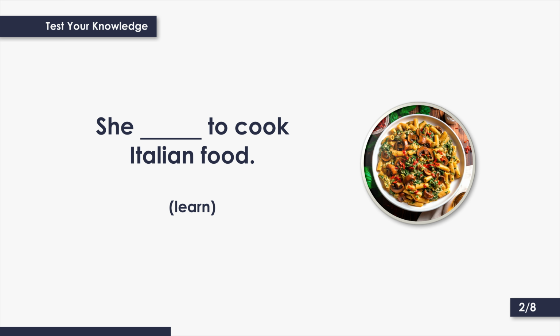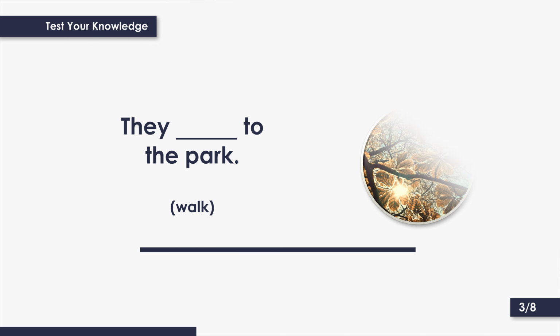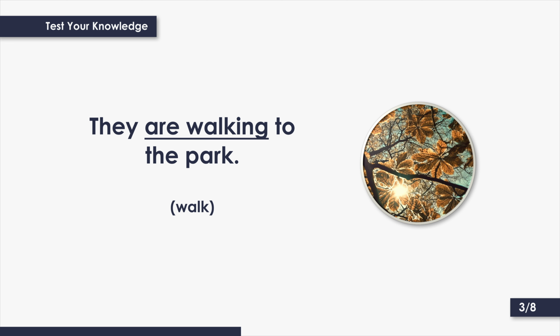The verb to be for she is, and we just put on ing. She is learning to cook Italian food. The verb to be for they is are. They are walking to the park.